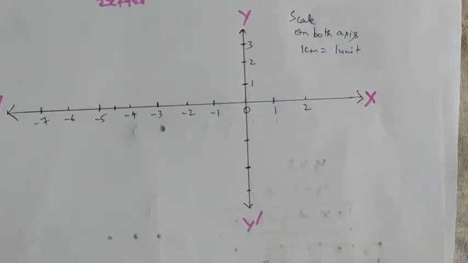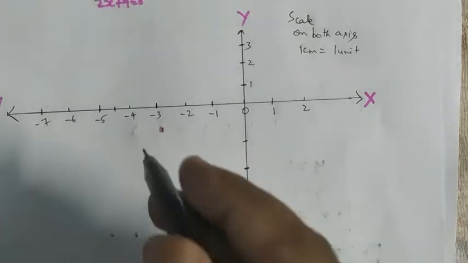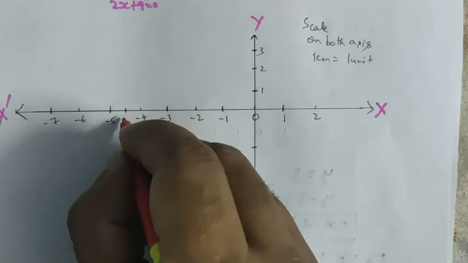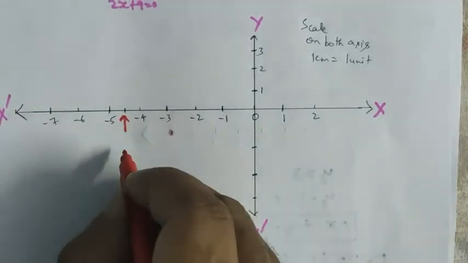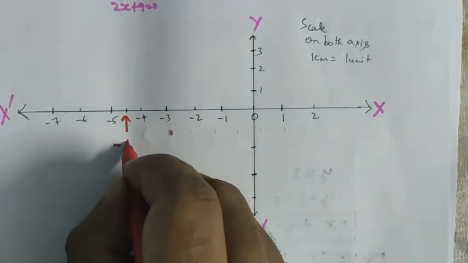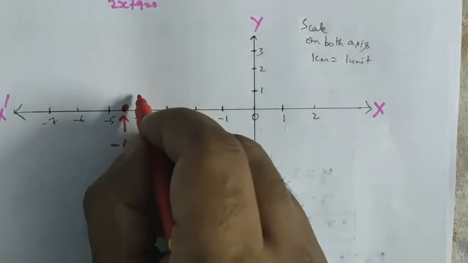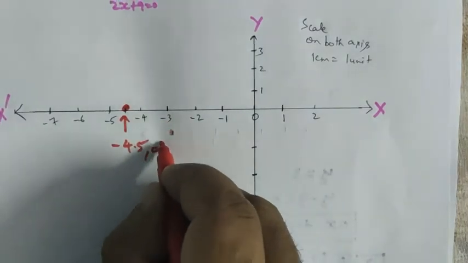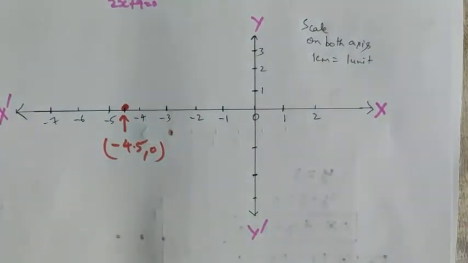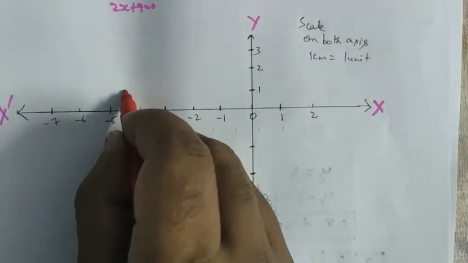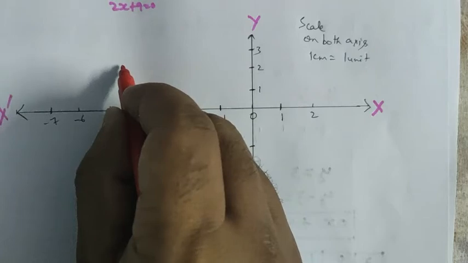We will be plotting the first point, minus 4.5 comma 0. This is minus 4.5, between minus 4 and minus 5, that is minus 4.5 comma 0. This will be the first point. The second point will be minus 4.5 comma 1, and then minus 4.5 comma 2.